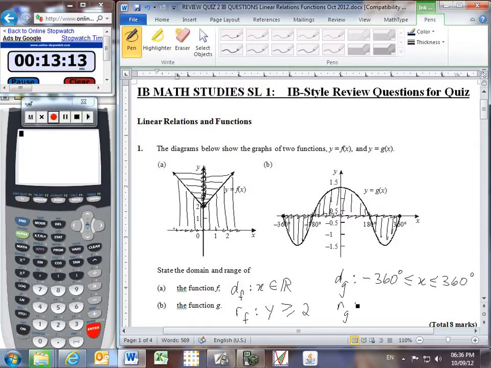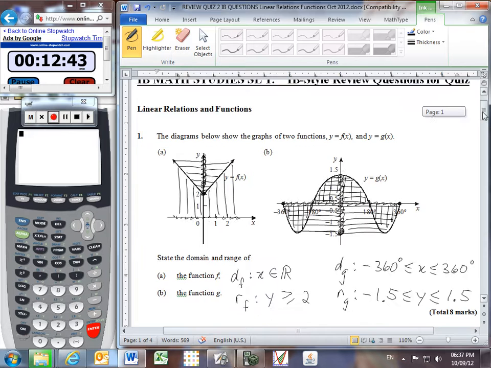And our range of g, let's smush it now against the y-axis. And so these all come to this area, and these all come to this area. And we'll see then that what we've ended up covering is everything along the y-axis from negative 1.5, and these are the y's, aren't they, up to positive 1.5. And so those are your domains and ranges of functions f and g.